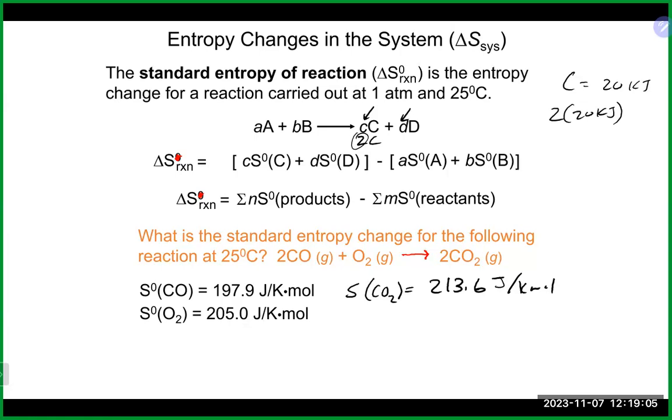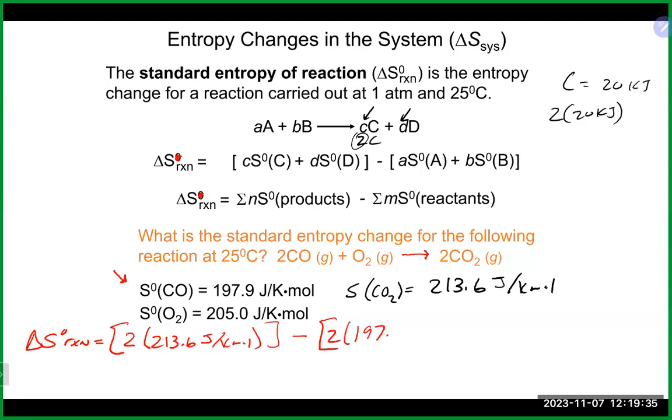Okay, let's take a look. Once again, you would need to go to a thermodynamics table, which can be found in your book, or in the back of most books, and look up these values. We're going to calculate the delta S of our reaction, which is basically our system. We're going to take our products, which is 2 times the value of CO2, 213.6. We're then going to subtract from that our reactants: 2 times the value of CO, which is 197.9, added to our other reactant, oxygen, which is 205.